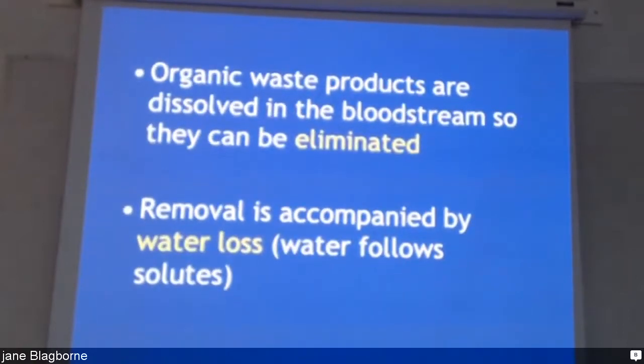Organ waste products are dissolved in the bloodstream so they can be eliminated. And the removal is accompanied by water loss. Of course, when you urinate, you lose water. But this is another thing.